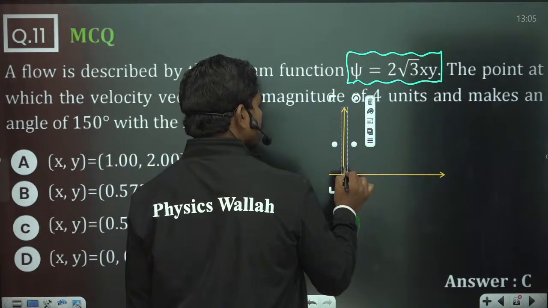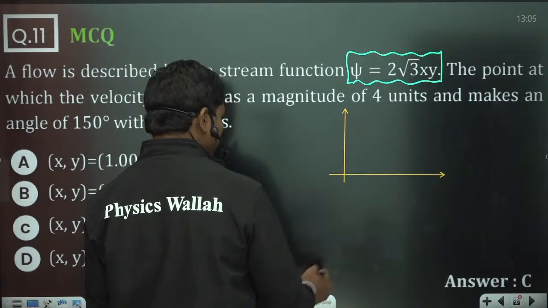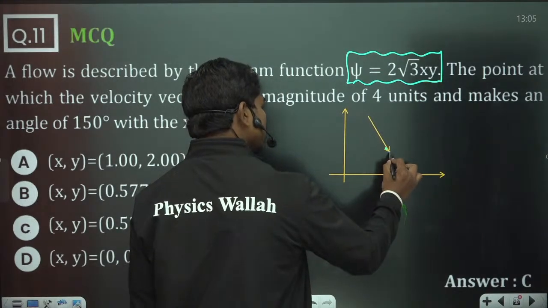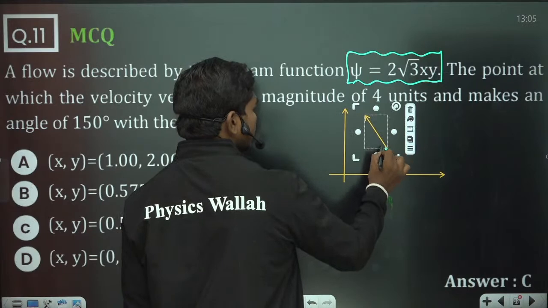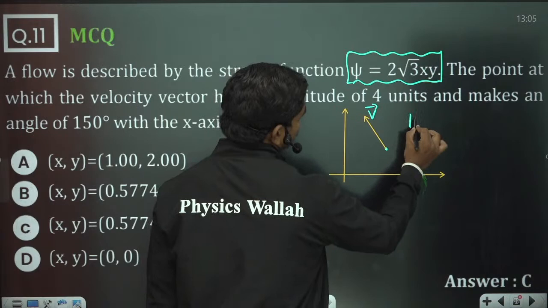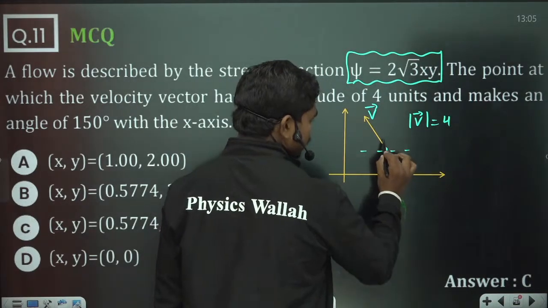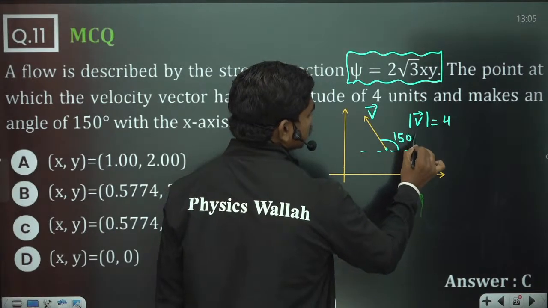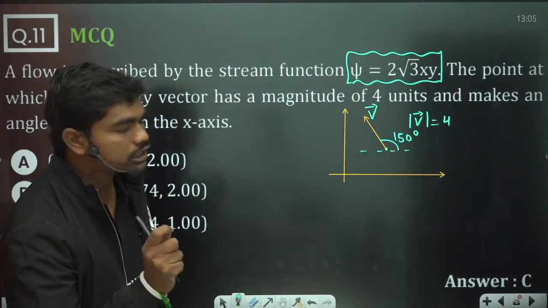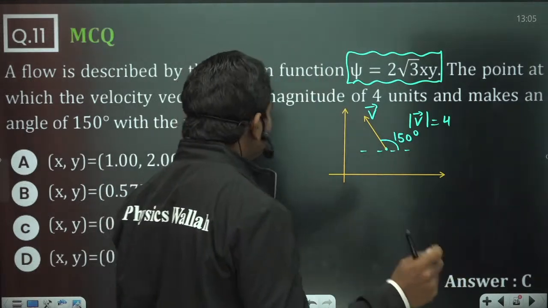Whenever there is a certain xy coordinate system and they are asking for the point, they are telling you the velocity should be in this direction. If this is your v, the magnitude of this velocity is 4 units, and the angle made with the x-axis is 150 degrees. So they are asking what the point is, and the stream function of this flow is given by psi equal to 2 root 3xy.